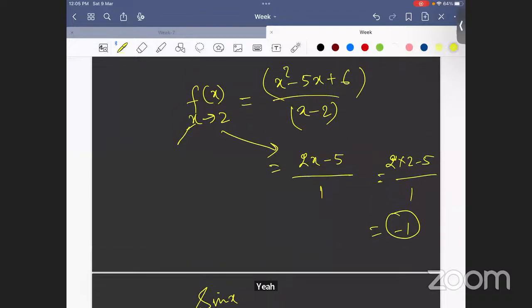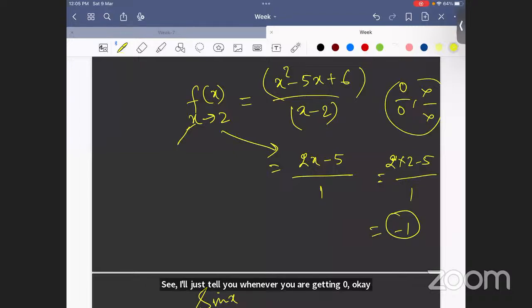I'll just tell you, whenever you are getting 0/0 form or some type of infinite upon infinite form, in those cases you can use it. At least I'm telling you this much. There are some other cases also, but you don't have to go into them. I'm saying you can use this method directly here, because whatever functions we'll be discussing, 99.9 times it will be in the form of 0/0 or infinite upon infinite. So you can use it directly.